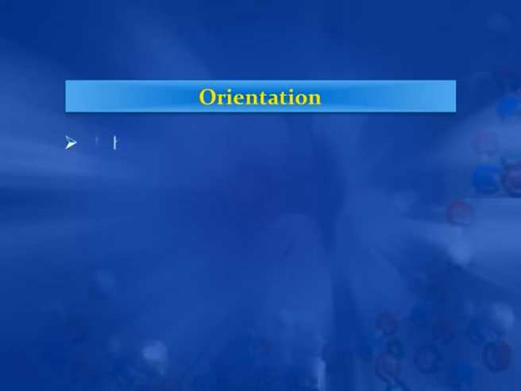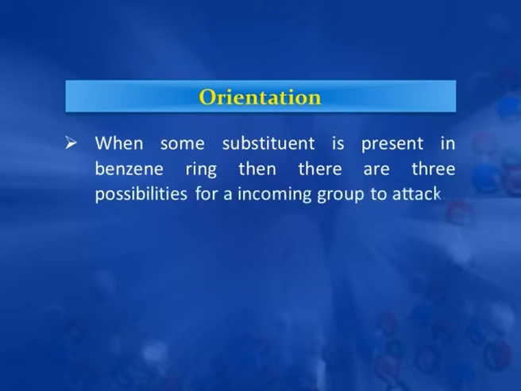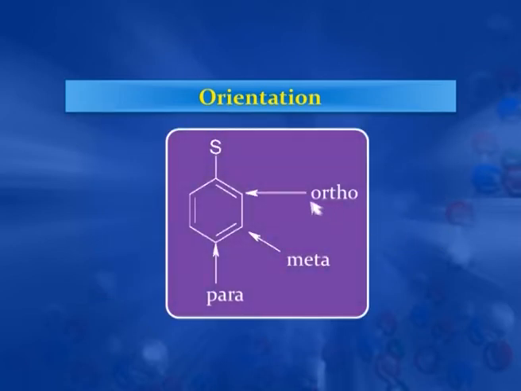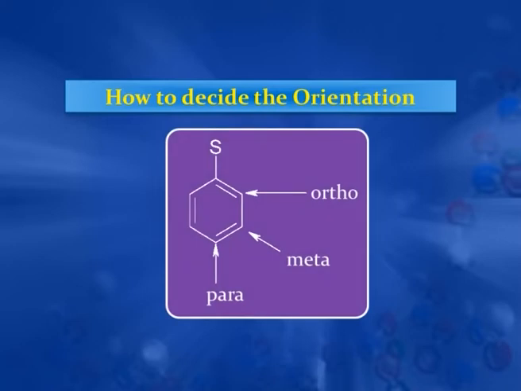Now, not only is the reactivity affected by the presence of a group, it also affects the orientation. Means, if we have one substituent, then there is a possibility for an incoming group to attack on ortho, on meta, or on the para position of the present group. Now, this is your substituent present on benzene. So, this incoming group can enter at ortho, meta or para position. Now, how to decide the orientation? Incoming group will go on ortho, meta or para.